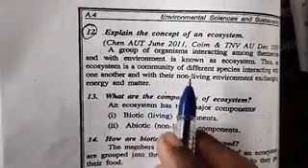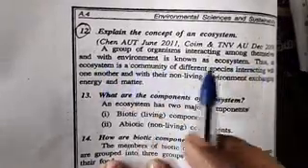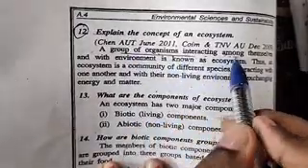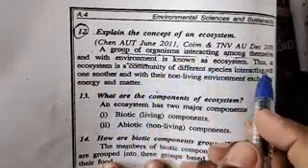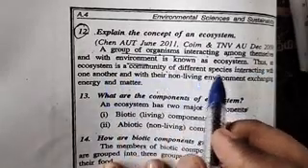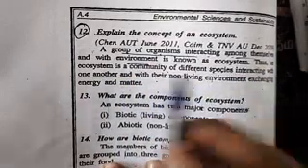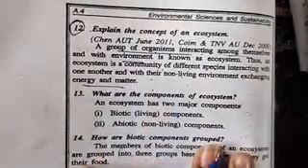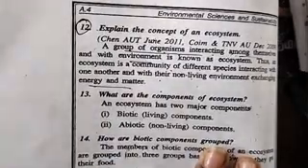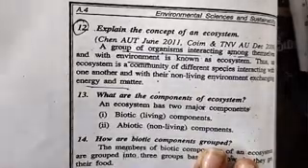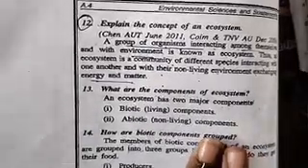Next, 12th question: explain the concept of ecosystem. A group of organisms interacting among themselves and with the environment is called an ecosystem, as we saw in the last question. An ecosystem is a community of different species interacting with one another and with the non-living environment, exchanging energy and matter. This is the concept of ecosystem.